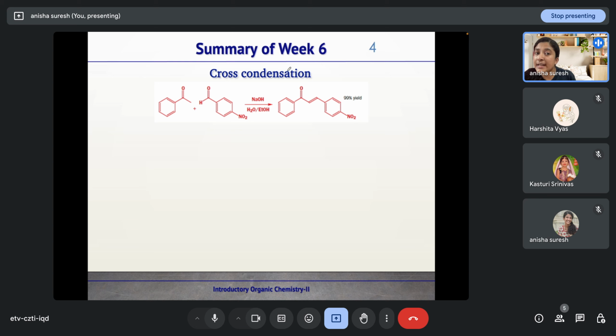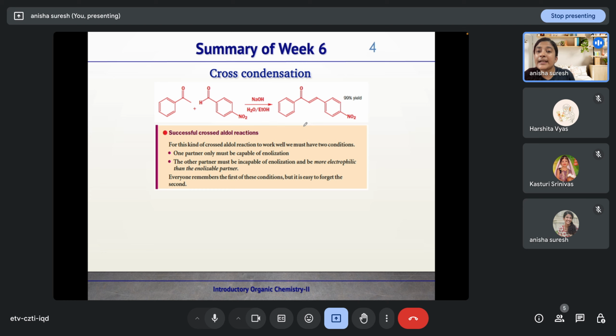So for the cross condensation reaction to take place and to give this product exclusively, the condition that it should follow is one partner only must be capable of enolization. So if we consider these two partners, here this partner is only capable of enolization.